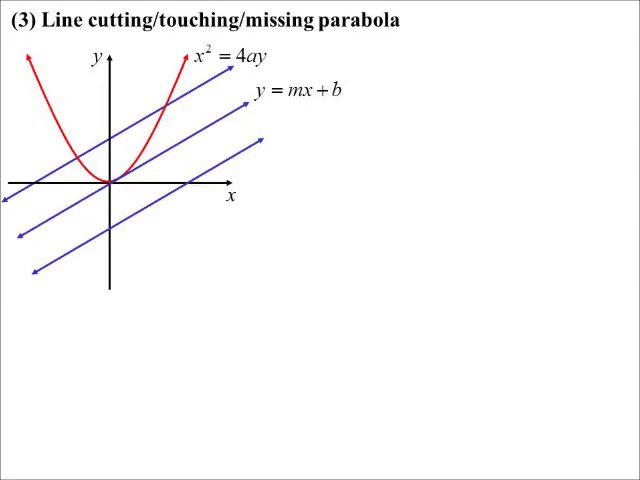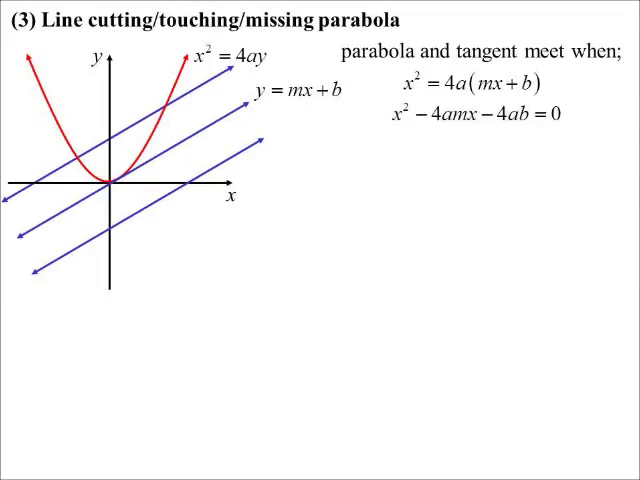So let's do that. x squared equals 4a, but instead of y, I'm going to write mx plus b. And I can create a quadratic equation, x squared minus 4amx minus 4ab equals 0. Now, with our knowledge of the discriminant, we can come up with a condition for it to cut, touch, or miss, because the solutions will be the number of times that it cuts.